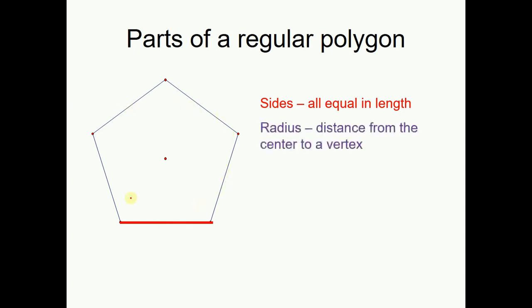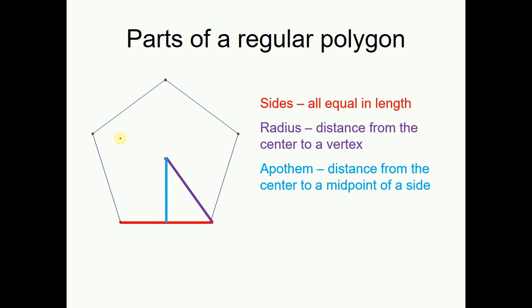One other thing we talk about is a radius. The radius is the distance from the center to a vertex, one of the points on the shape. And then the word apothem. That's probably a new word. It's the distance from the center to the midpoint on the side. So right here where my apothem hits, it cuts that side into halves.